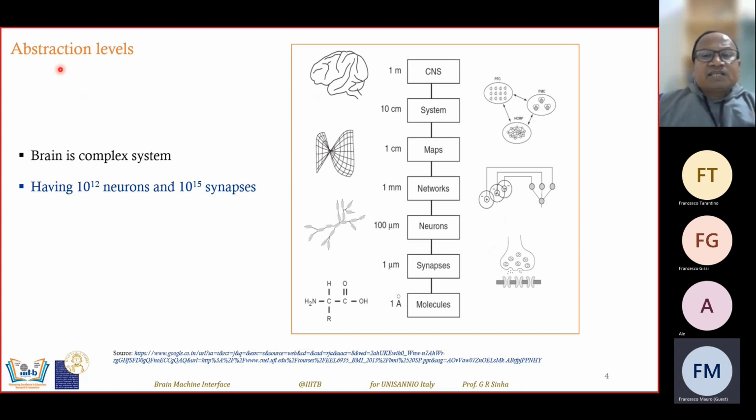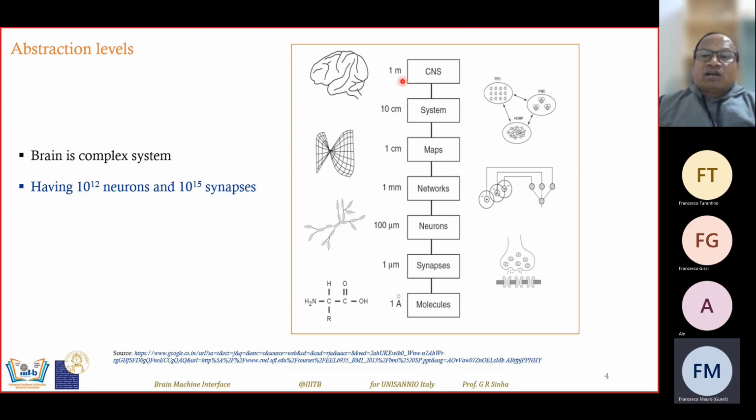So there are abstraction levels. The discussion is not very new when you compare with BCI, what we have been discussing for the last 4 or 5 lectures. Brain is a complex system and it has billions of neurons and billions of synapses. So look at the abstraction level. You start with molecules, where you have some ions, chemical combinations, synapses at 1 micrometer. When you go deeper, you get better information. Then you go to neurons, then network, maps, system, and finally the central nervous system.